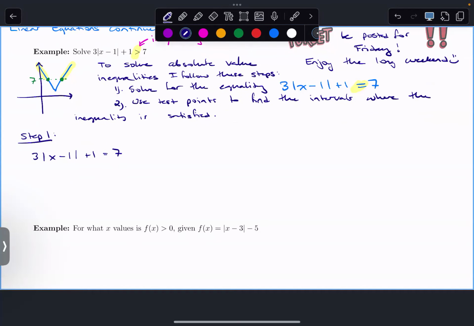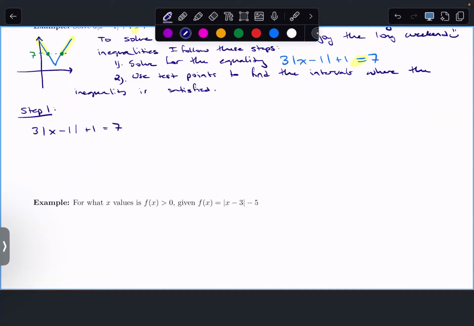So what do I have to do to solve this equality? First thing I need to do is get the absolute value function on its own. And so I'm going to subtract 1 from both sides and then divide both sides by 3. And so I get 3 times the absolute value of x minus 1 is 6, and then the absolute value of x minus 1 is 2.